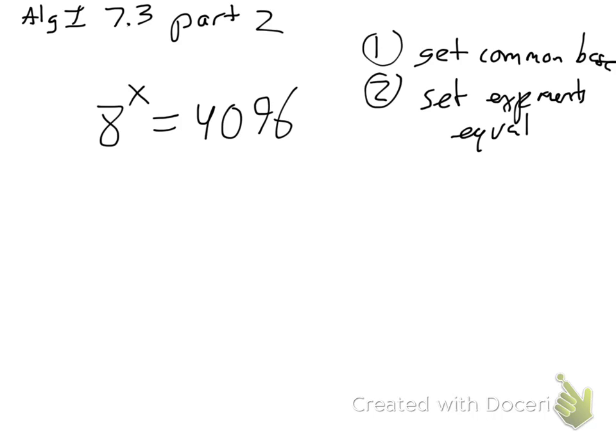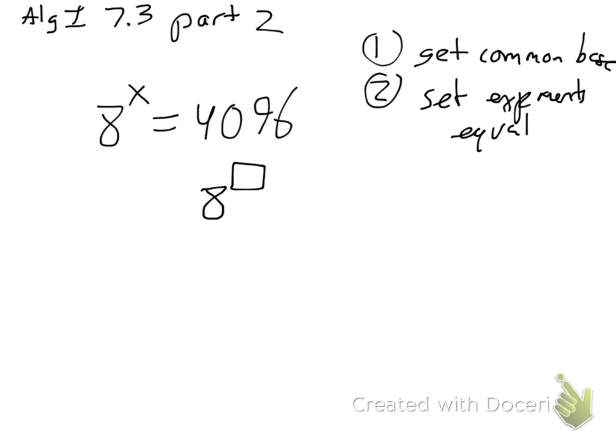Set exponents equal, so solve it. So what we have here is 8 to the x equals 4,096. You've got to kind of think: 8 is a base, some power x is equal to 4,096. The question you need to ask yourself is, does 4,096 happen to be a power of 8? Can I write that as 8 to some power and it will equal 4,096?